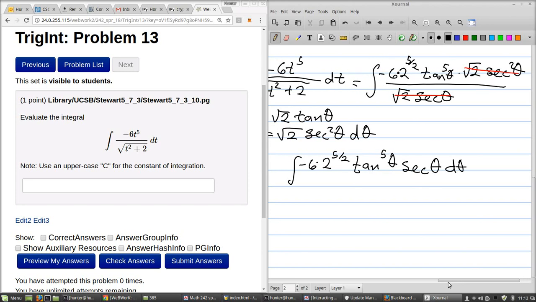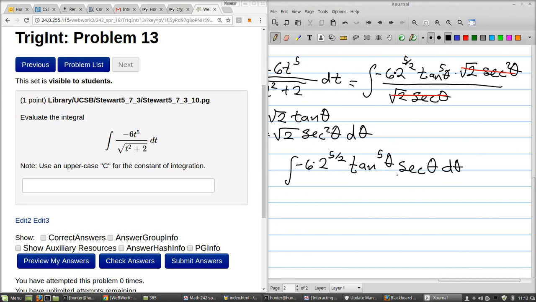Okay, so now what? We ask if we can do anything simple, like can I substitute u equals tangent? No, that doesn't work. Can I substitute u equals secant? No, that doesn't work. So what if I try the trick where I peel off one of these? So I could, yeah, that works. Okay, that's what we did. So we do negative 6 times 2 to the 5 halves and turn this into tan to the 4th theta times tan theta secant theta d theta.